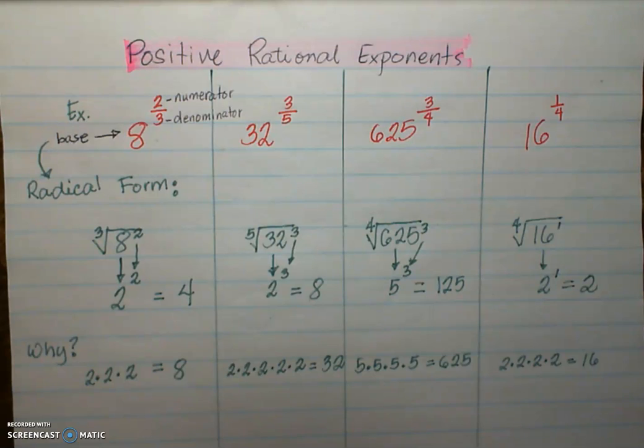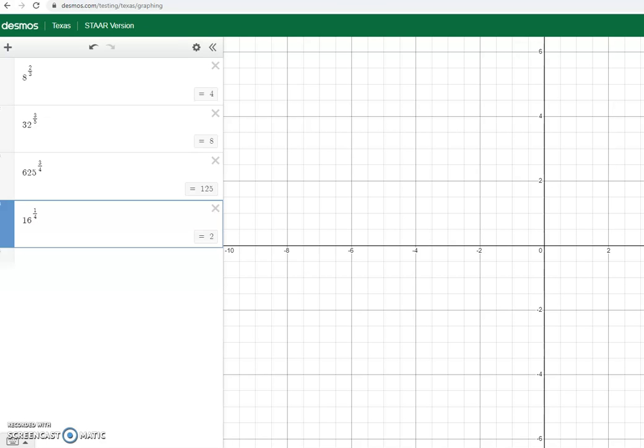All right, for our next step, we're going to consult Desmos and see if all these numbers are right. I want you to take note. 8 to the power of 2/3 is 4. 32 to the power of 3/5 is an 8. 625 to the power of 3/4 is 125. And 16 raised to the 1/4 power is a 2. Let's check Desmos. All right, so Desmos confirms all our solutions, and this concludes our lecture on positive rational exponents. I hope that you have learned a lot today.